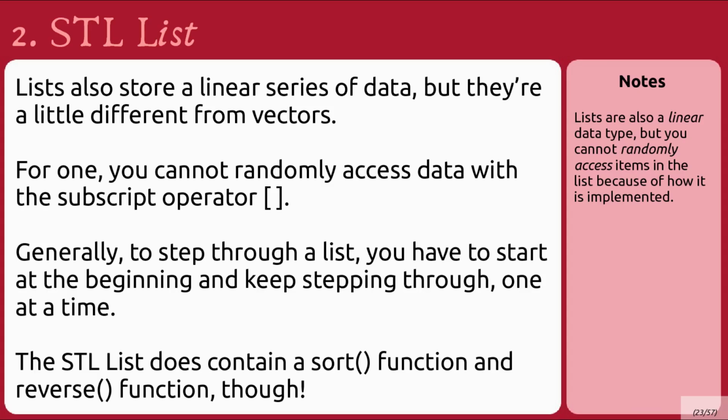STL lists are also a linear data structure, just like vectors, but they are a little different from vectors. For one, you cannot randomly access data with the subscript operator. And to step through a list, you have to start at either the beginning and step through one item at a time in order to the end, or go from the end and go one at a time in order to the beginning. The STL list does contain some handy functions though, like sort and reverse.